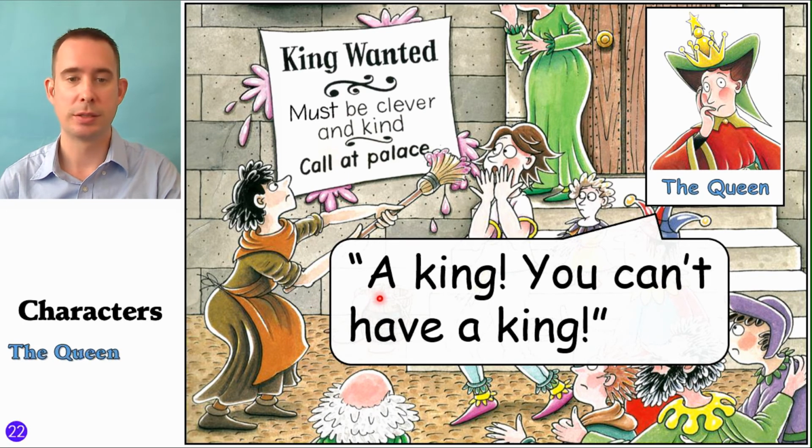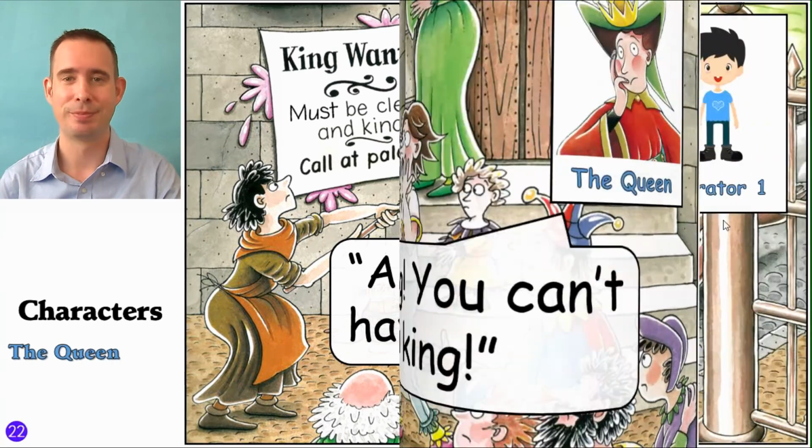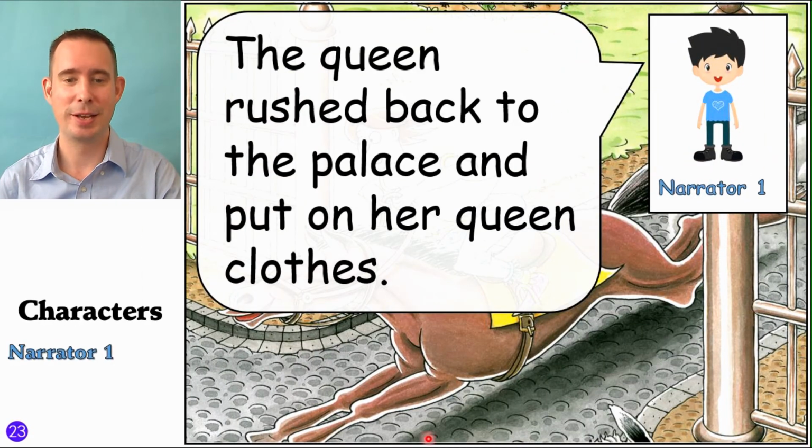So the queen says, "A king? You can't have a king." Of course, because she's the queen, right? She's in charge. All right. And then there she goes, back on the horse. Narrator 1. The queen rushed back to the palace and put on her queen clothes. Rushed to move very fast. Of course she did.